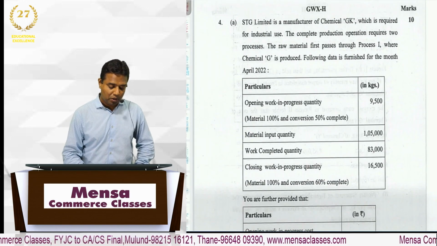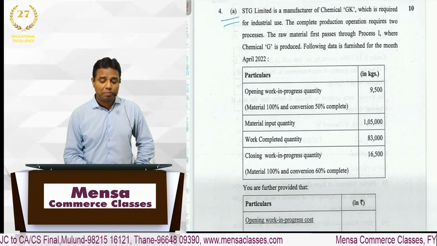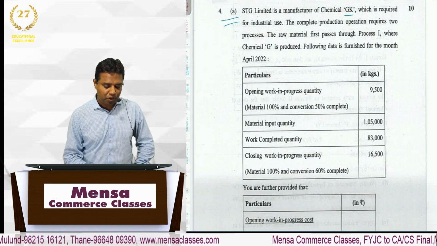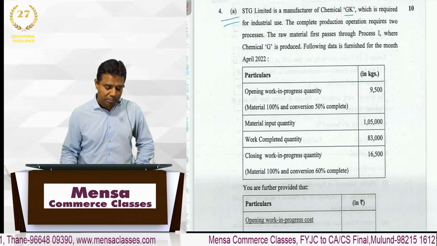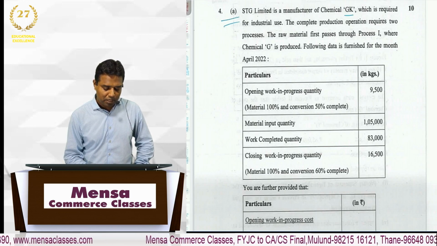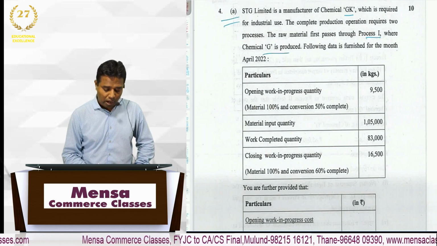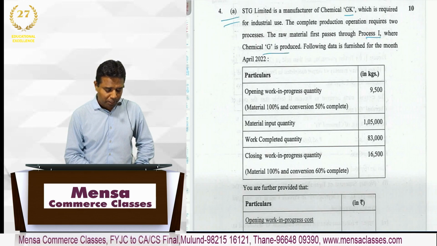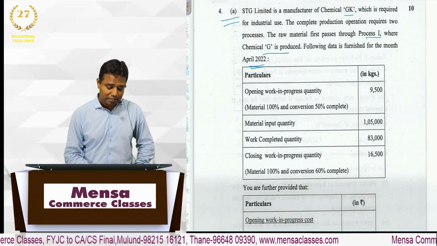Question number 4A. What is asked? STG is a manufacturer of chemical GK which is required for industrial use. Complete production operation requires two processes. The raw material passes through process 1 where chemical G is produced. Okay, process 1 raw material is put, we get the chemical G. Following data is furnished for the month of April 2022. That is 1 month data is given to us.